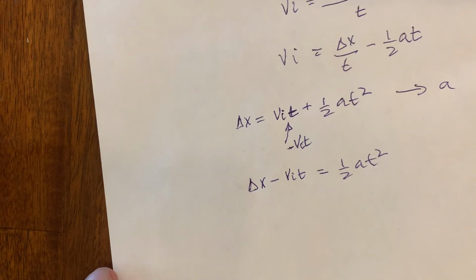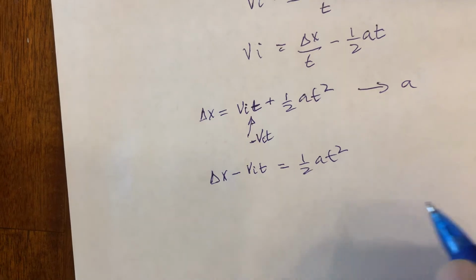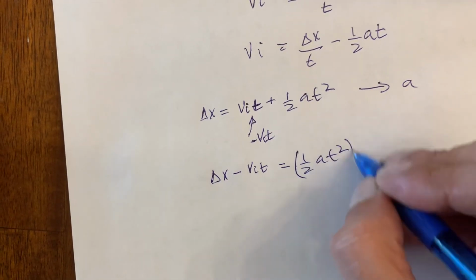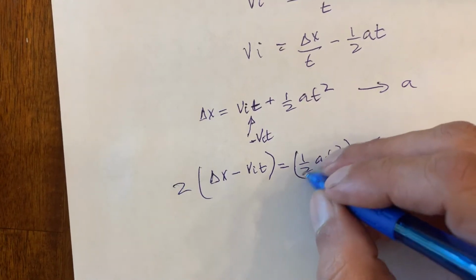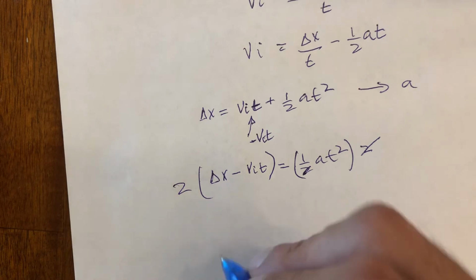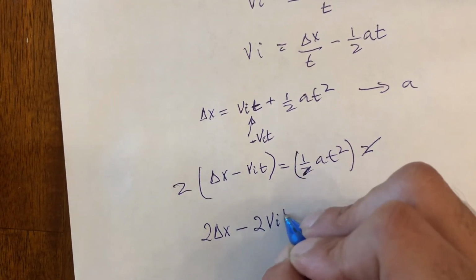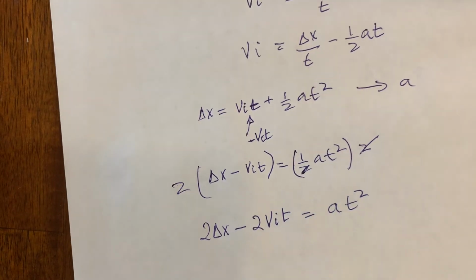All right. Now, I want to get rid of this 1/2 and the A, and the t squared. I'll do it one at a time. So first thing I'm going to do is multiply both sides by 2. I'm doing this just to get rid of this little guy there. And so now I have 2 times delta x minus 2 times VIT is equal to AT squared.